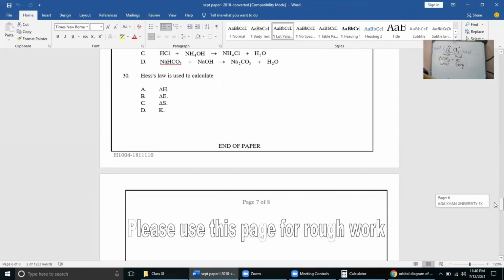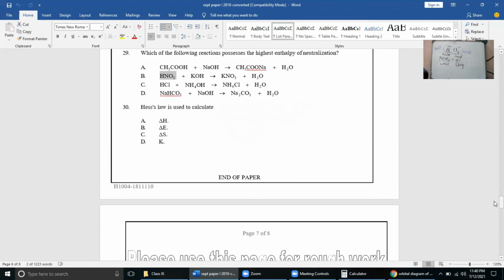The last question, number 30: Hess's law is used to calculate, as you all know, the total heat change. The change in total heat is calculated by Hess's law, and it is delta H, the change in enthalpy, and enthalpy is the total heat content of any system. So delta H is the correct answer.